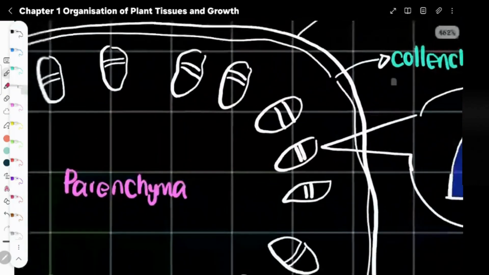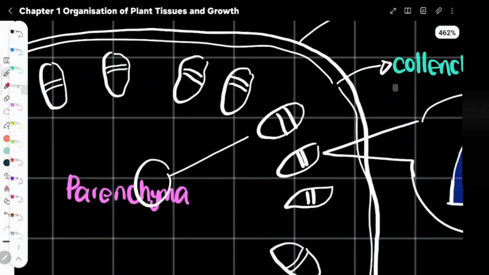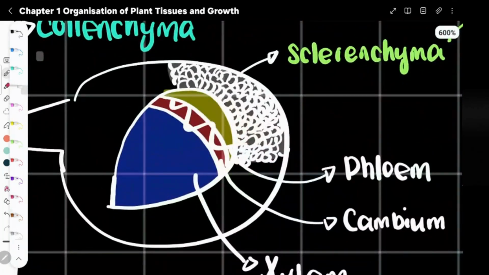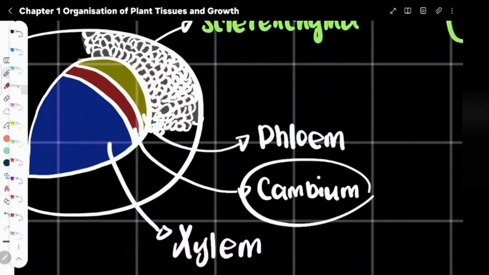Anything furthest from the center, this is the center, will be phloem. Anything closest to it will be xylem. And if you have a question, what is the red colored thing here? That is the cambium. Those things are separating the two.